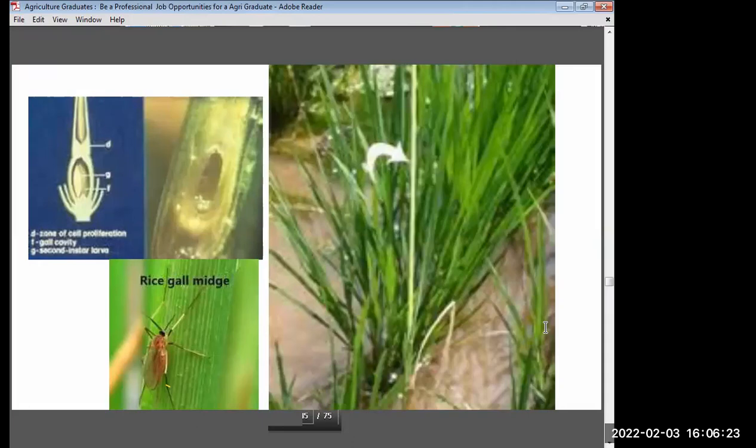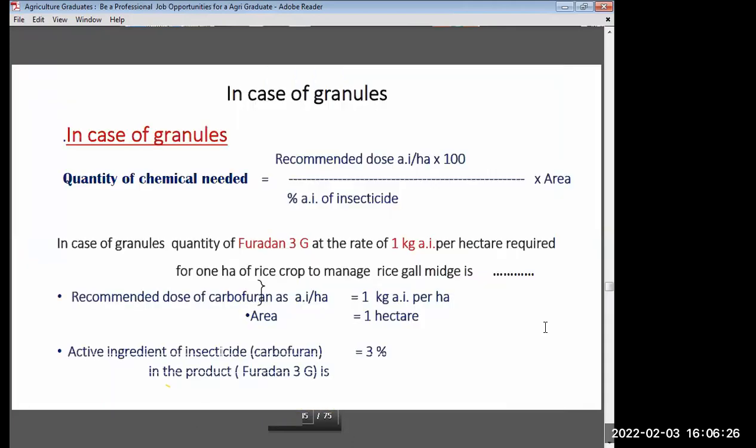Likewise, next. In this, in case of rice, they recommend 0.5 kg AI per hectare only. For calculation, I was given 1 kg. In case of rice, fenthion is recommended at 1 kg AI per hectare for rice crop to manage gall midge. If it is there, then the recommended dose is 1 kg AI per hectare, area 1 hectare.